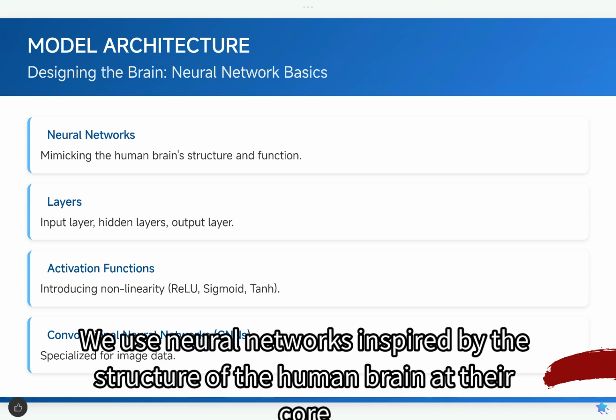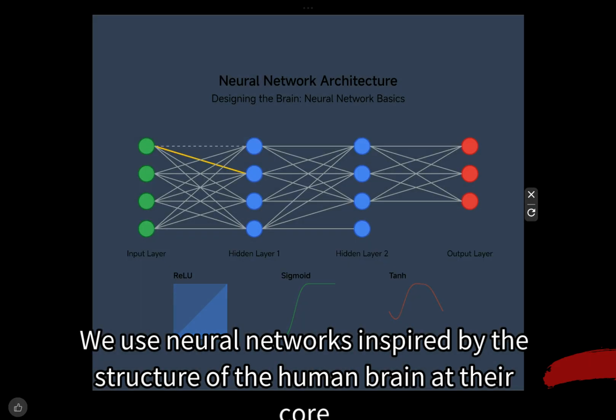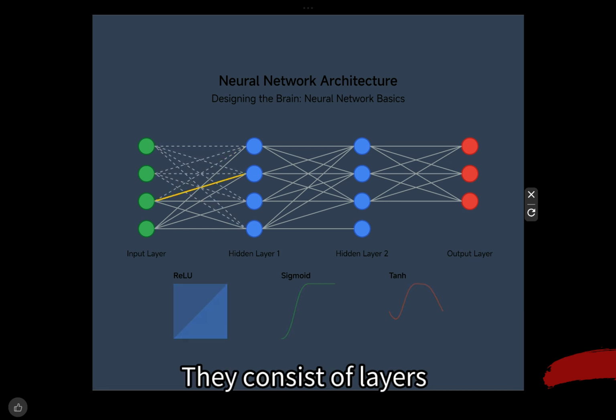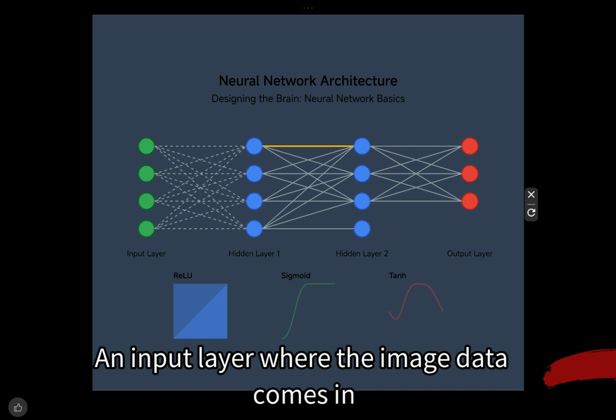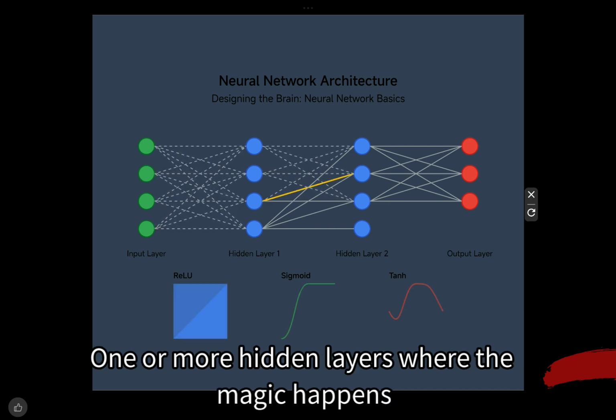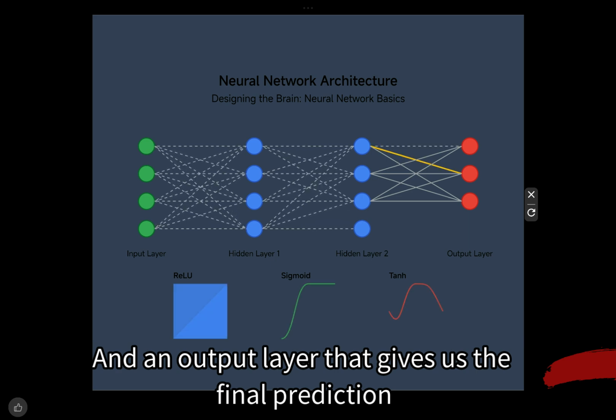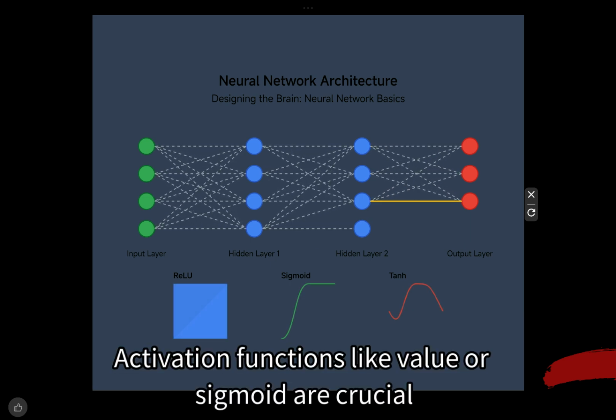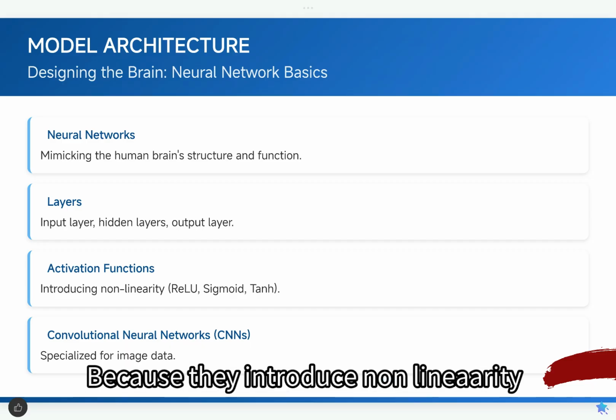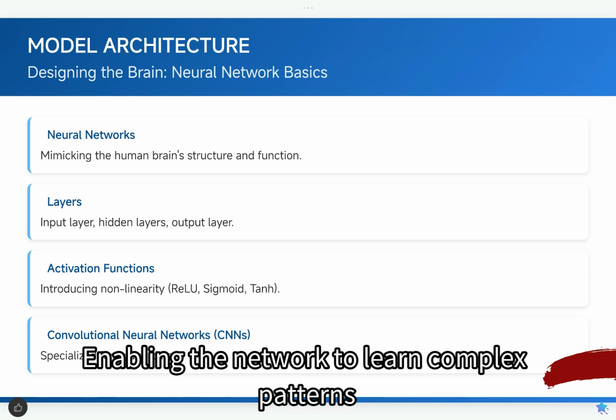How do we build the actual brain that recognizes images? We use neural networks, inspired by the structure of the human brain. At their core, they consist of layers. An input layer where the image data comes in, one or more hidden layers where the magic happens, and an output layer that gives us the final prediction. Activation functions like ReLU or sigmoid are crucial because they introduce nonlinearity, enabling the network to learn complex patterns.